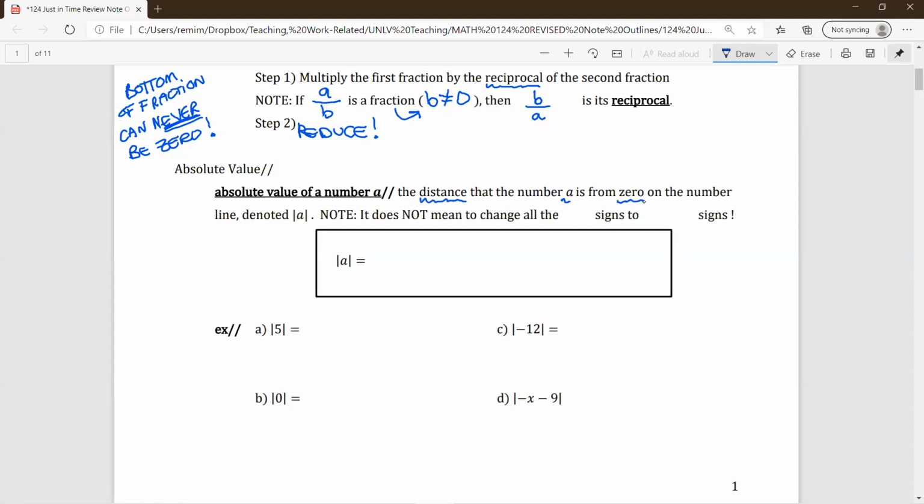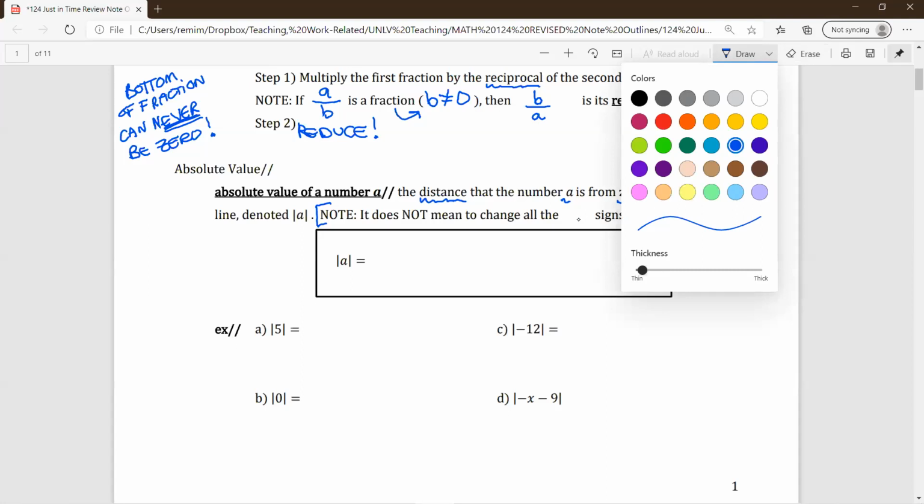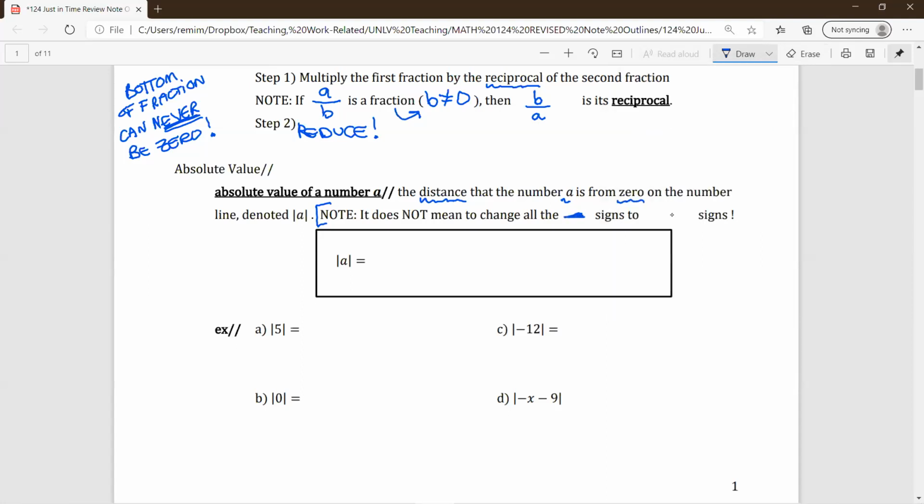And then a special note. Anytime I have these notes in the outline, it's important, and that's why I'm saying note. I think sometimes people think it's just a side note, it doesn't matter, but actually it's really important, and it's often things that people make common mistakes about. So that's why I include notes like this sometimes. So note, it does not mean to change all the minus signs to plus signs. That's not what absolute value means, okay?